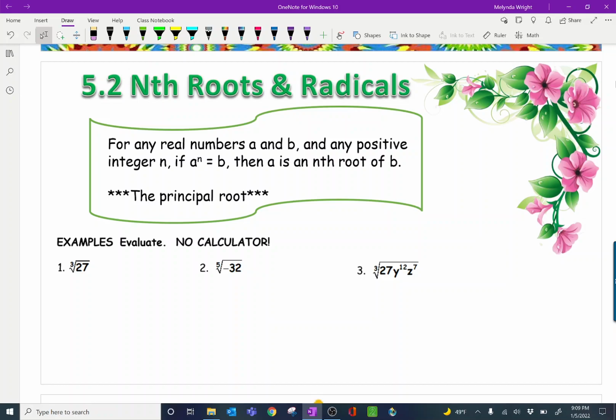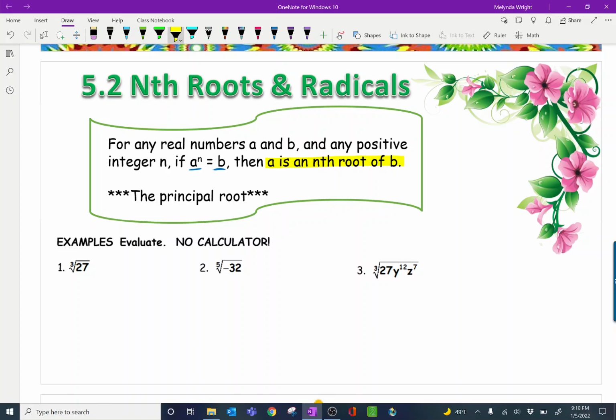Alright, let's take a look at our lesson on nth roots and radicals. So in this little box we've got, for any real numbers a and b, any positive integer n: if a to the n equals b, then we would say that a is the nth root of b. That's just vocabulary.